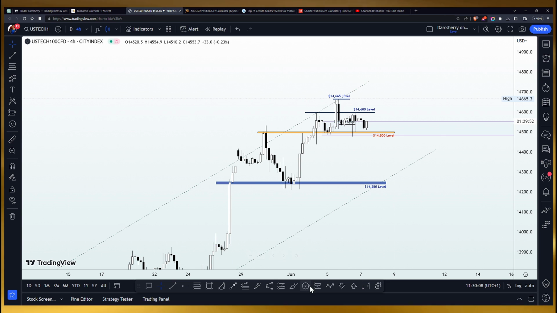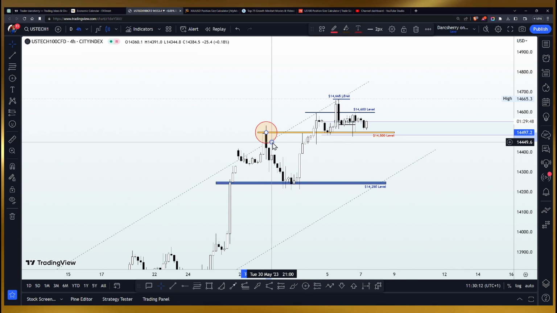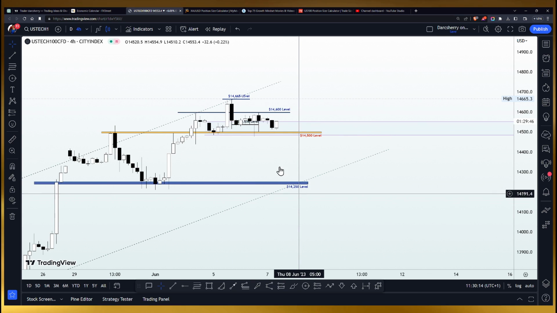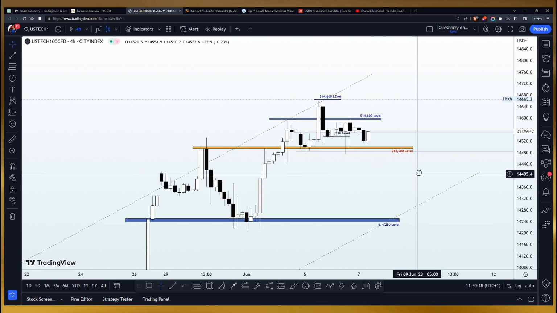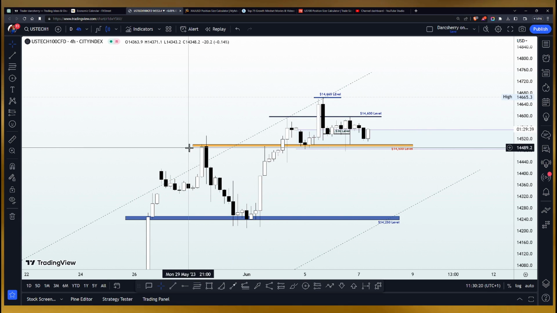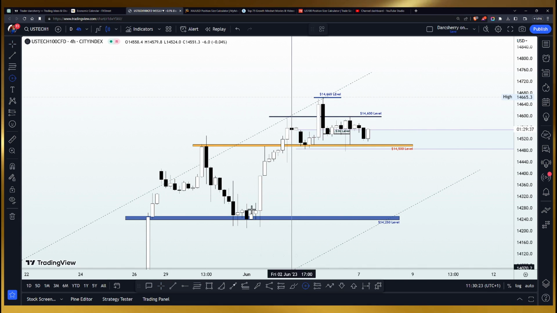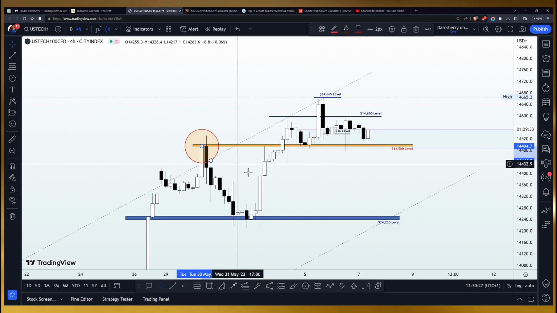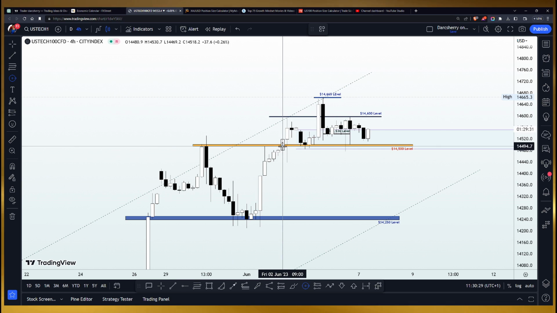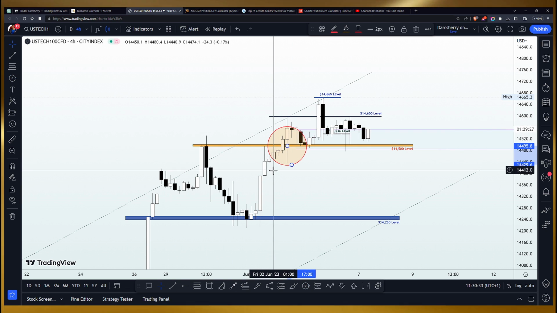Now, if we look at what happened on the last trading day of last month, we saw how the 14,500 was serving as a strong selling niche. Let me zoom things out a little bit so that we can see things clearly. So we saw how the 14,500 was serving as a strong selling niche on the last trading day of last month, before we saw the breakout of the structure last week Friday to incite a bullish momentum.